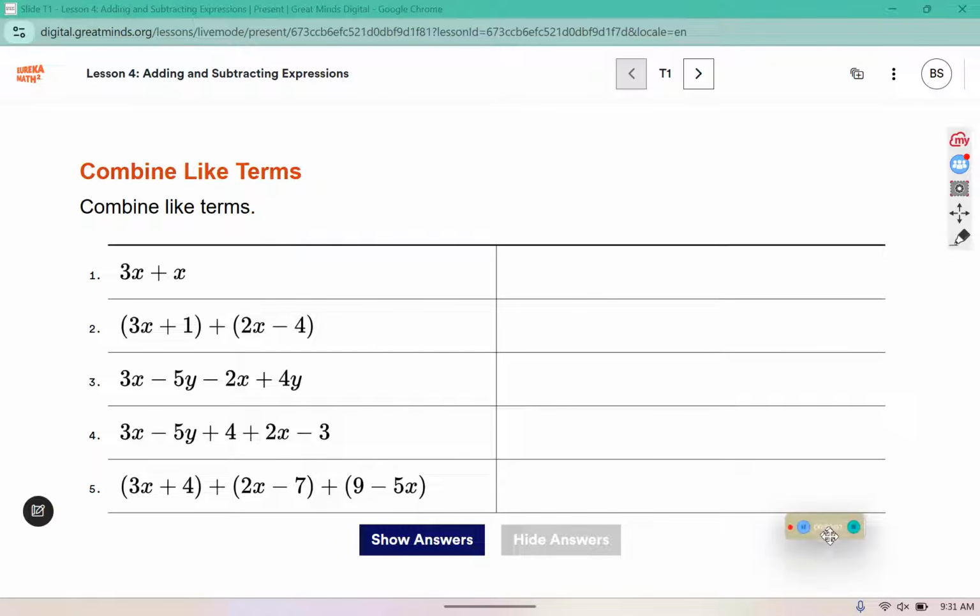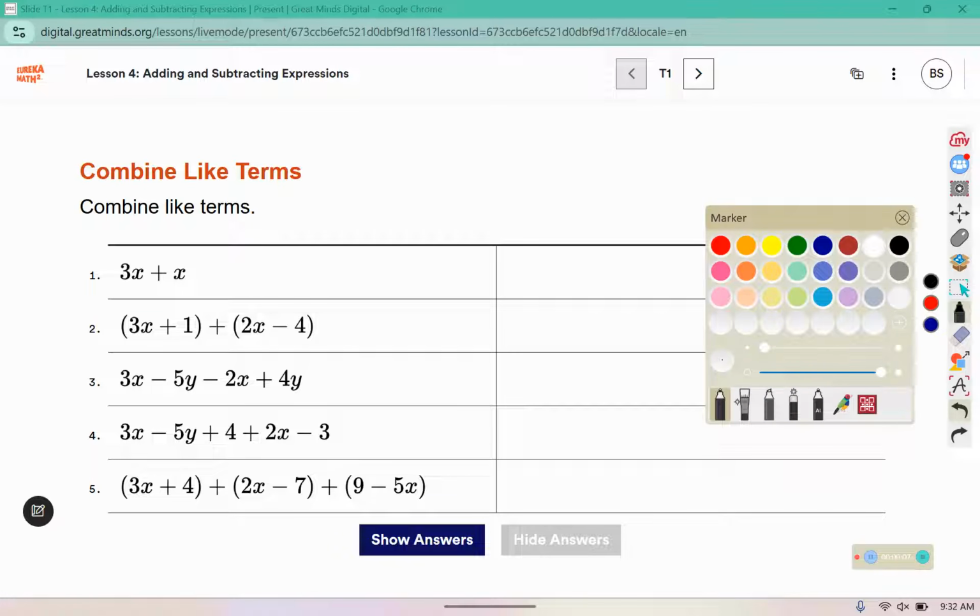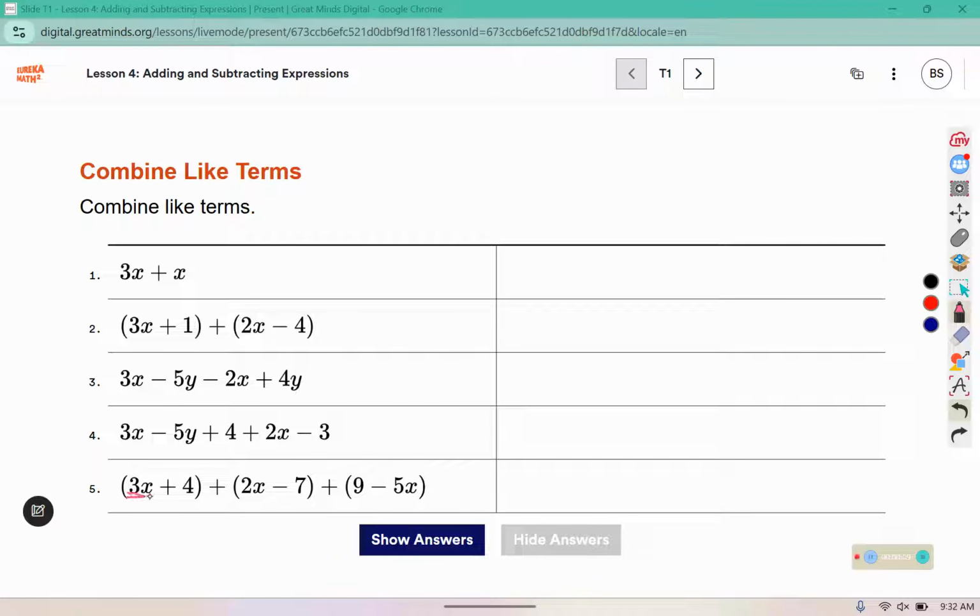For this one, we are combining like terms. So any variables that match can be combined. So I have 3x, 2x, and a negative 5x. Well, 3x plus 2x is 5x, and negative 5x would leave us with 0 x's. 4 and negative 7 would be negative 3. Negative 3 plus 9 makes positive 6.